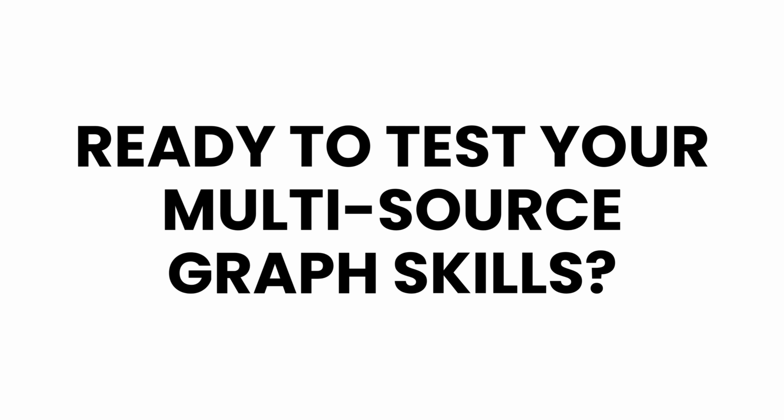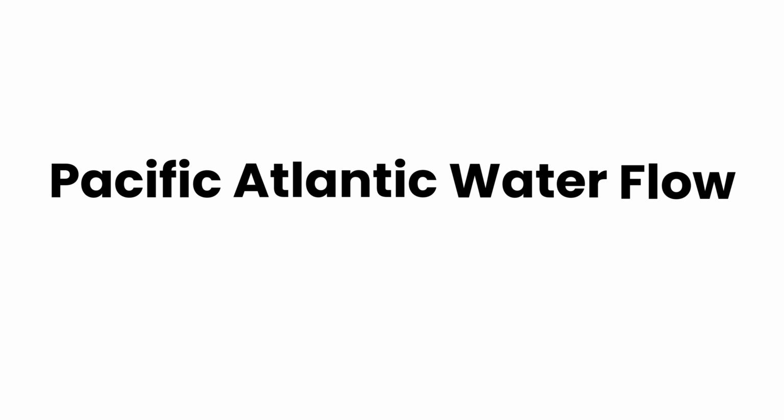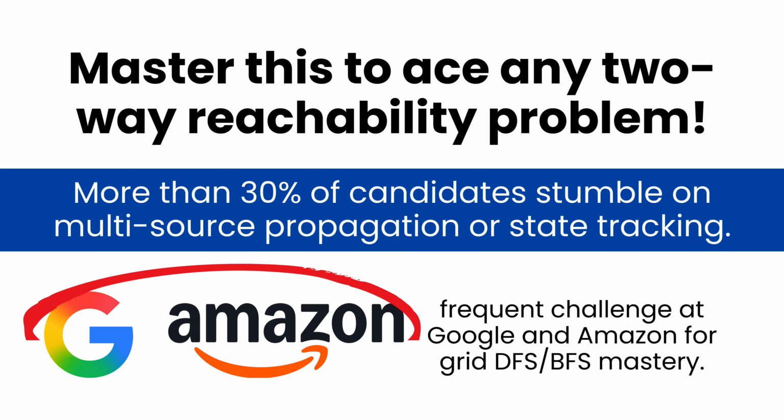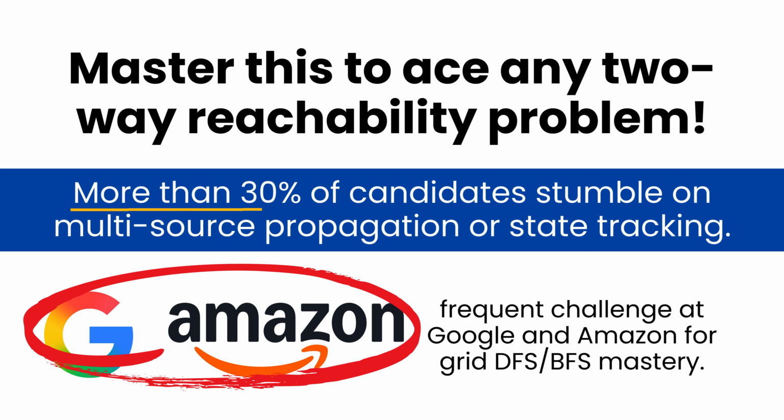Ready to test your multi-source graph skills? Pacific Atlantic Water Flow is a Pattern Mastery 100 standout and a frequent challenge at Google and Amazon for Grid DFS/BFS mastery. More than 30% of candidates stumble on multi-source propagation or state tracking. Master this and you'll be ready for any two-way reachability problem in grids or graphs.